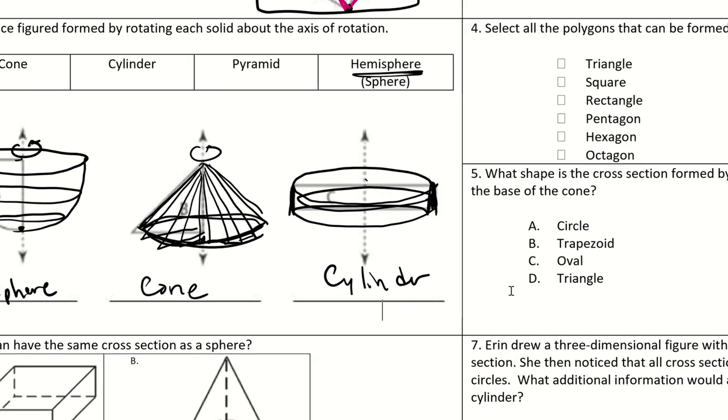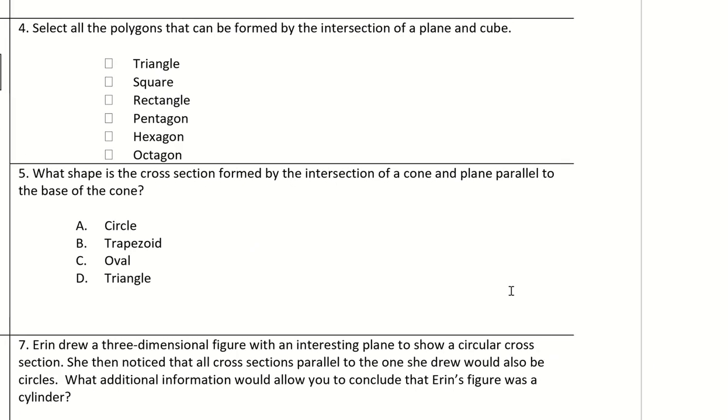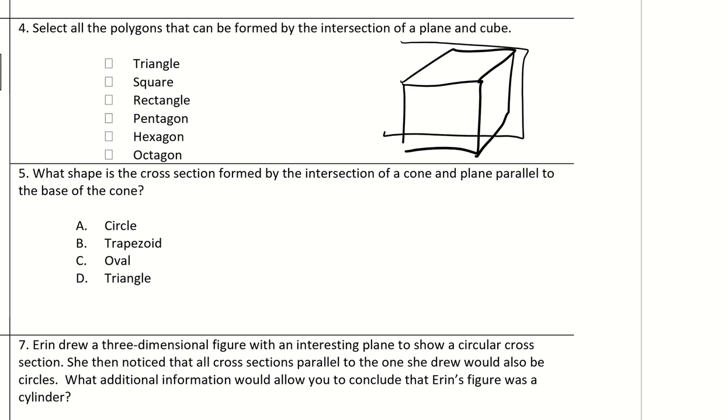So let's do number 4. Select all the polygons that can be formed by the intersection of a plane and a cube. So let's draw a cube. Okay, so if we were to draw a plane like this, then it would just make a square, right?